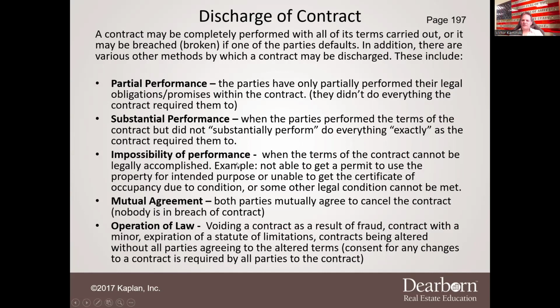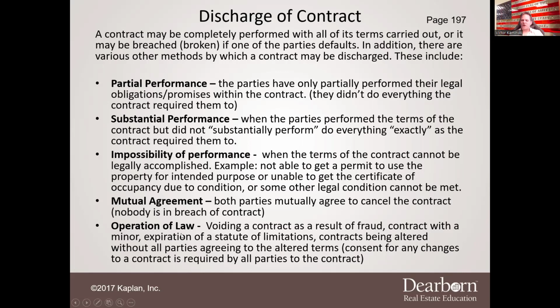Or impossibility of performance, when the terms of the contract cannot be legally accomplished. Example, they're not able to get a permit to use the property for the intended purpose, or they're unable to get a certificate of occupancy due to the condition or some other legal condition cannot be met. It would be impossible for them to perform. Or by mutual agreement. Both parties mutually agree to cancel a contract. In that case, nobody would necessarily be in breach of contract.